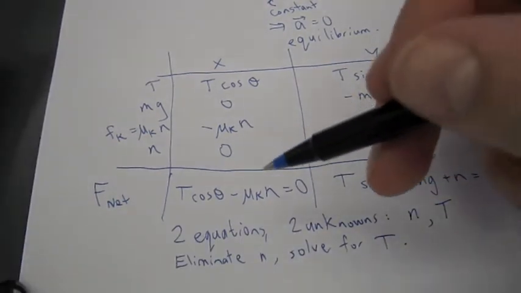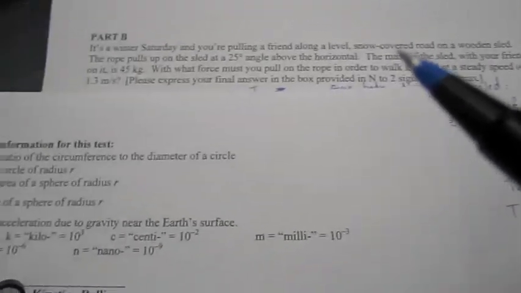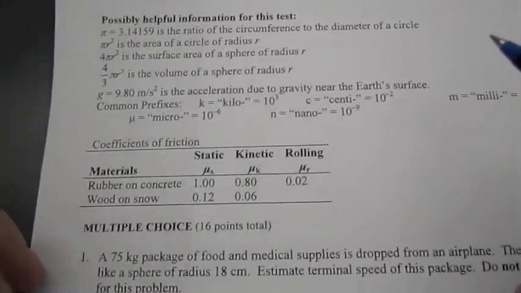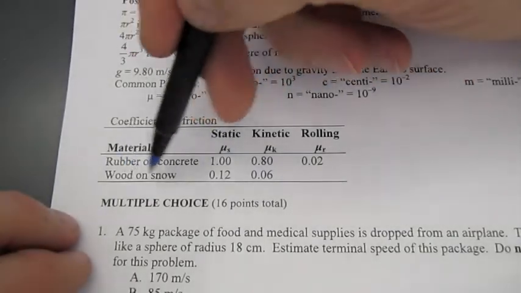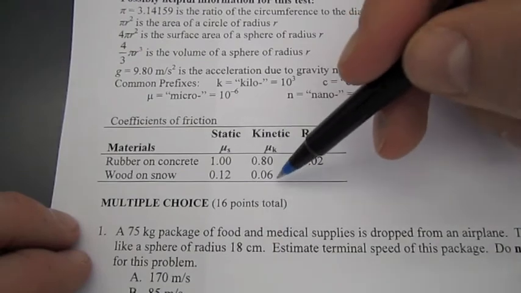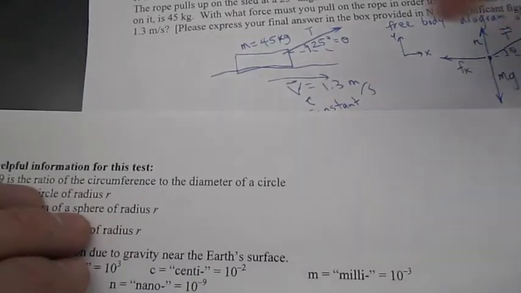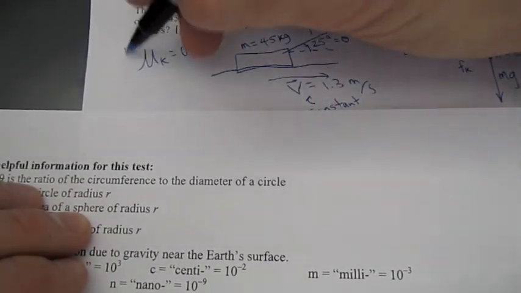Okay, so counting up the unknowns, I'm looking at this mu sub k, and we don't actually seem to know it, but the sled is wood and it's snowy ground. So I went to the first page of the test and I see wood on snow. We actually have static and kinetic frictions listed here, and it says the kinetic friction mu sub k is 0.06. So we actually do know this. So mu sub k equals 0.06. That's from the front page of the test.